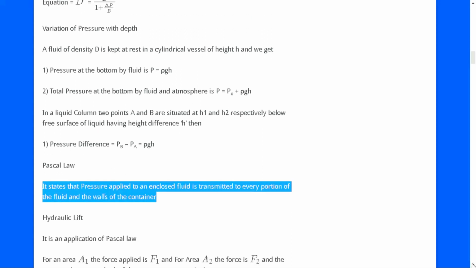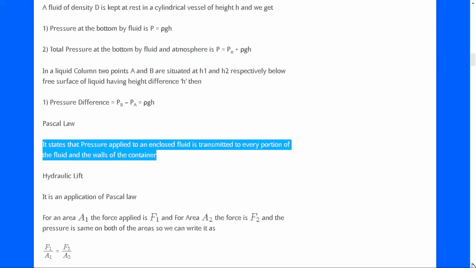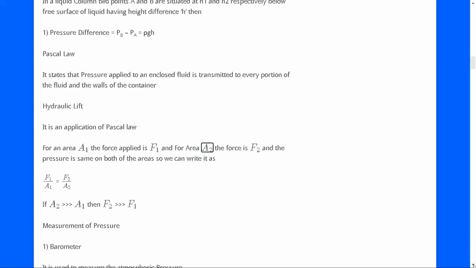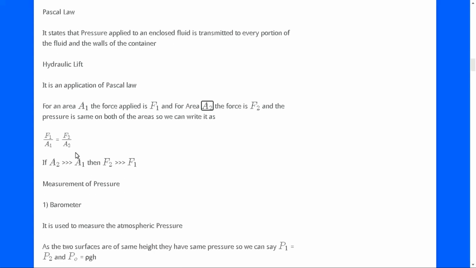Now, hydraulic lift. It is the application of Pascal's law. Suppose we apply force F1 on an area A1 and for area A2 the force is F2, and the pressure is the same because of Pascal's law statement. So we can write F1 upon A1 is equal to F2 upon A2. So if the area is greater, the force is greater.